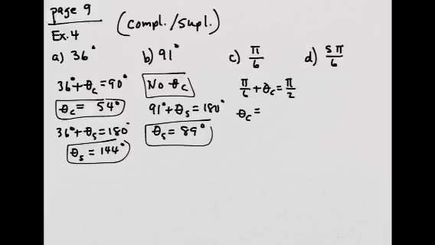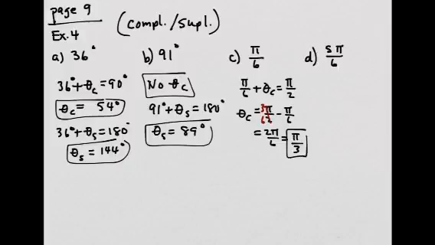In this one, some of you may not be able to do mental math as we did with the degrees, so I'll just show you the steps here. We need a common denominator, which is 3. So that means this pi over 6 becomes 3 pi over 6, right? So 3 pi over 6 minus pi over 6 is 2 pi over 6, which can be reduced to pi over 3. So that's the complement of pi over 6.